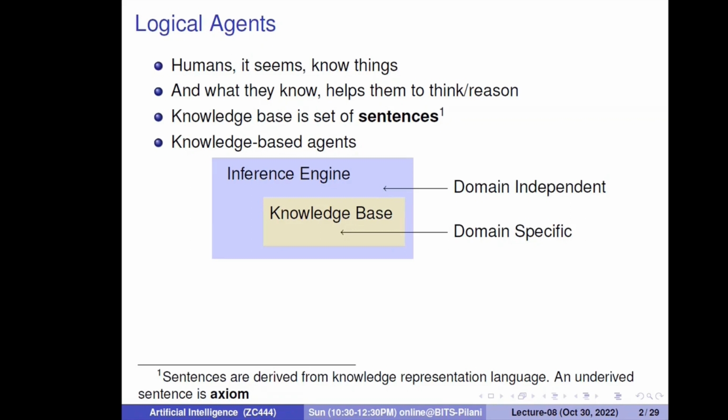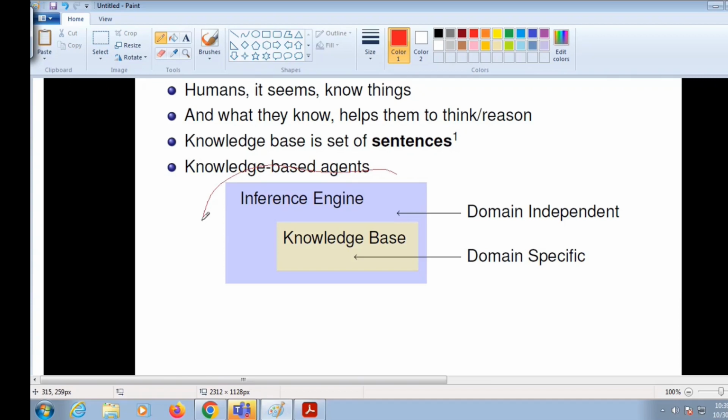In essence, these two things become a single system. This is the part that is going to do something. So what are the two things in it? One is the knowledge, and another is the inference engine that actually works on that.